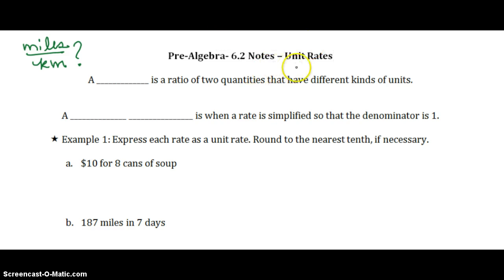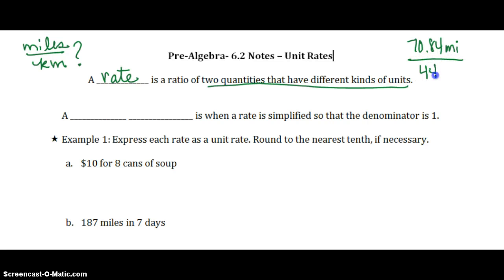I'm asking you to compare two quantities that have different kinds of units. This is called a rate. We're figuring out the rate of miles per kilometers. So using the numbers from that example, there were 70.84 miles on my odometer, but the street sign said 44 kilometers. So when you divide 44 into 70.84, you get 1.61. So that's 1.61 miles per kilometer. So that's the rate at which we would convert miles to kilometers.